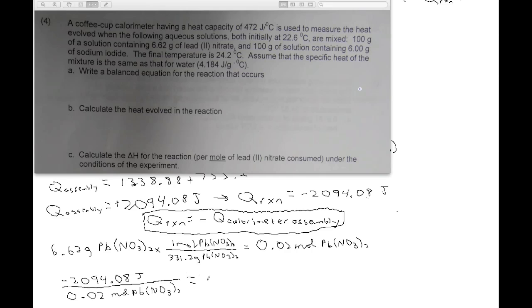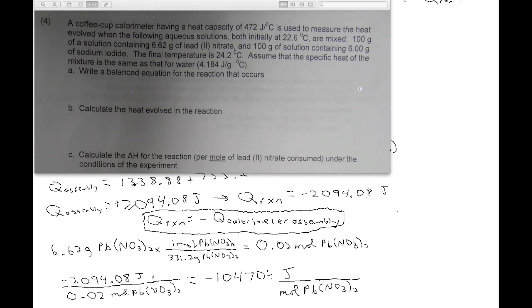Tell me again what answer you got. Negative 104,700 joules. So what's the answer to the question? Negative 104,700 joules per mole lead nitrate. Okay, so this number should also not have been joules. It should have been joules per mole of lead nitrate. Okay, so we had some problems with part C here.